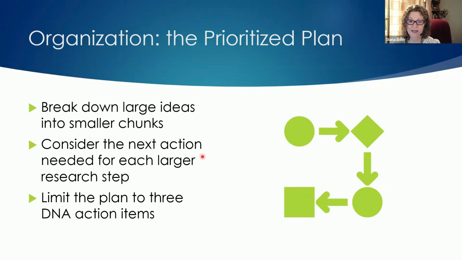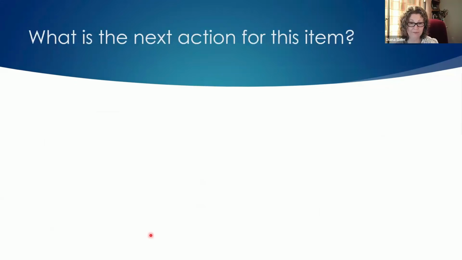So many times the things on our to-do list, or in this case, our research plan, just seem big and overwhelming. So maybe we break those big things down into smaller steps and think of the next action, and that is what goes on our research plan. And then we just limit our plan to three DNA action items of those next actions.